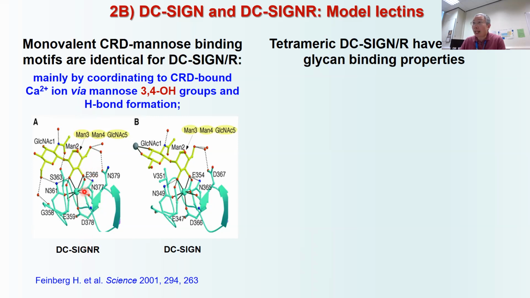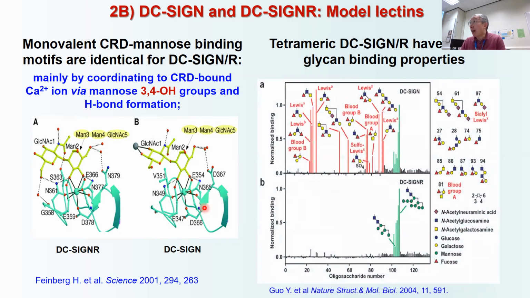If you look at DC-SIGNR, it's mainly through the mannose. These are the 3,4 hydroxyl groups coordinating to this calcium. That is the primary binding site. And you can see basically in DC-SIGN, they have the same kind of binding motif. But as tetrameric lectins, they do have different glycan binding properties. DC-SIGN does bind to these oligomannose, blood group sugars, and also fucose-containing Lewis structures. But DC-SIGNR mainly binds to the oligomannose.